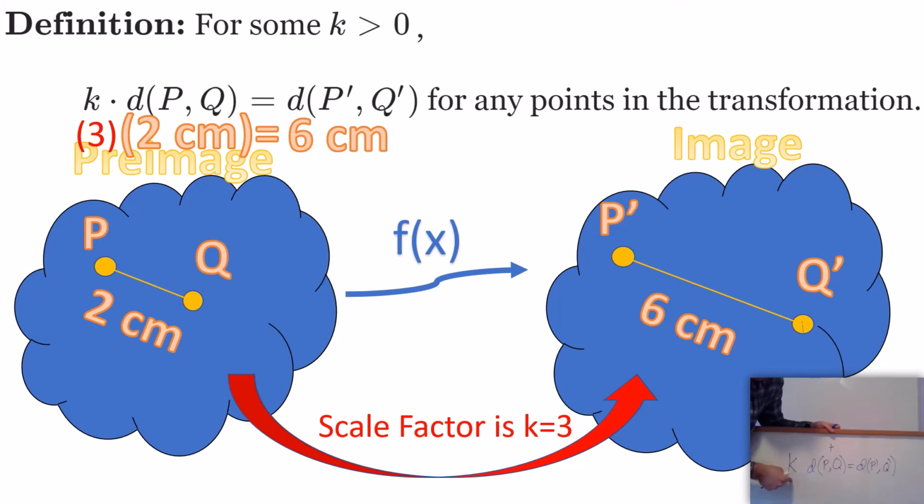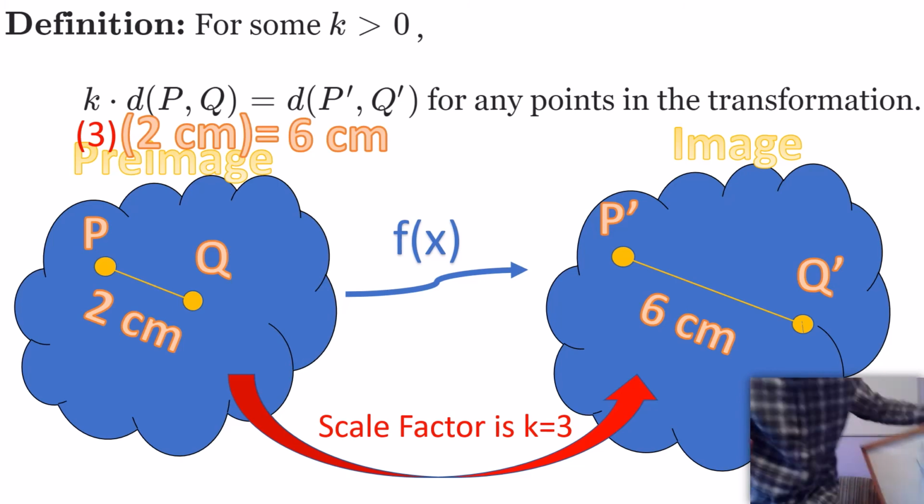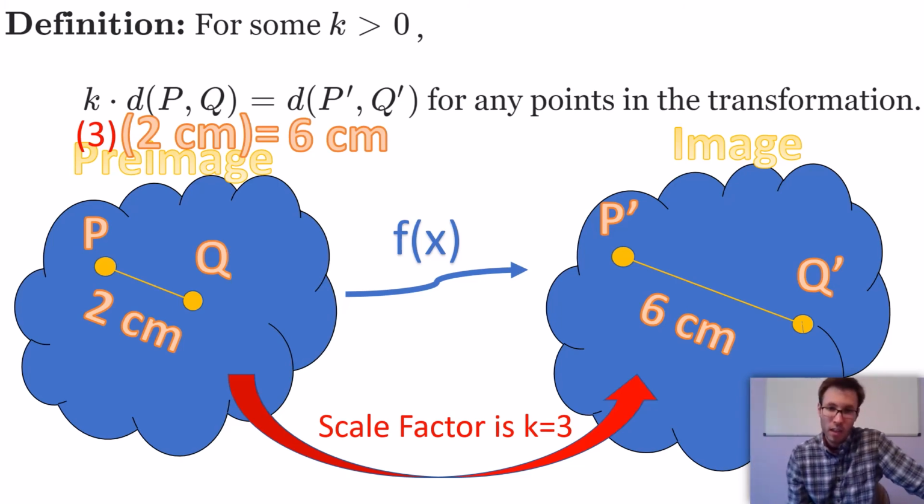Now, if K was a negative number, you'd have a negative number times a positive number, which would be equal to a negative number. And it does not make sense to talk about the distance from P prime to Q prime being negative here. So this situation, K being a negative number, really doesn't make sense. What's important here is that you take every point in our pre-image, you map it to our values in our image, and you're multiplying those values by our scale factor.